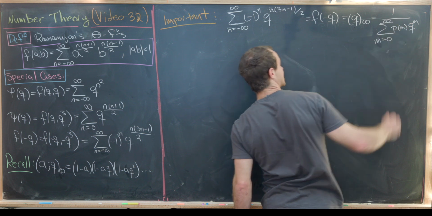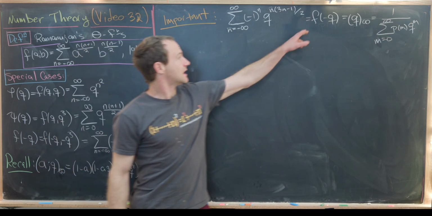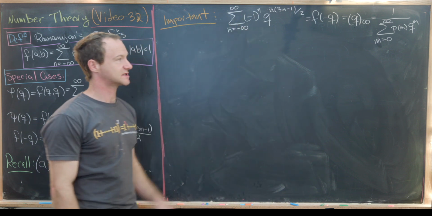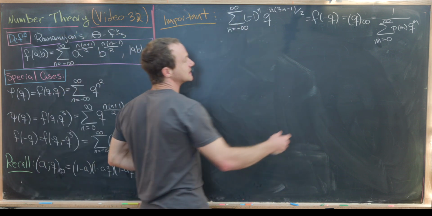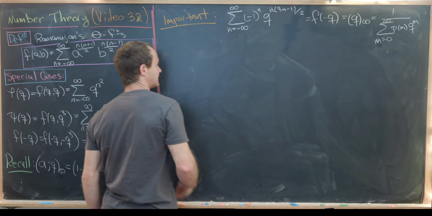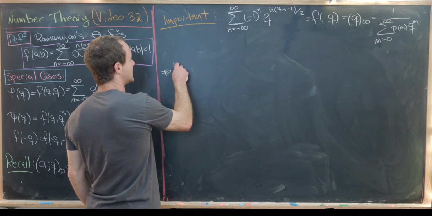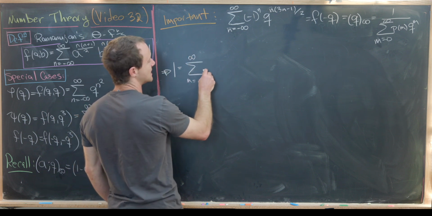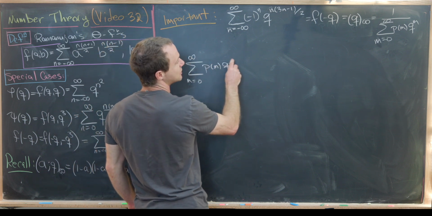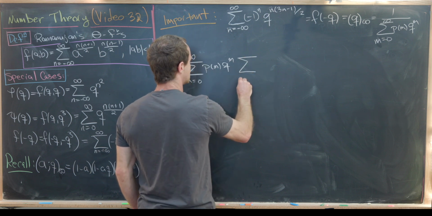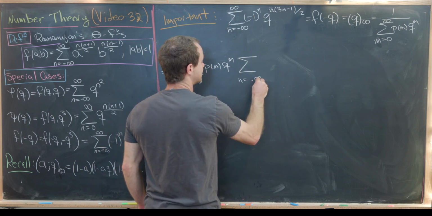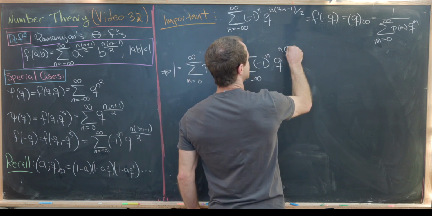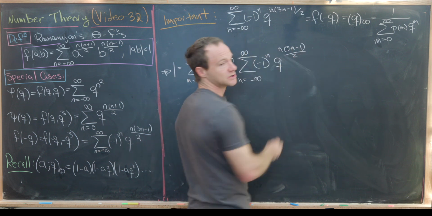This is 1 over that generating function. But then by our definition of f of minus q over here, we have this sum expansion. So now we can clear denominators from the extreme left and right hand side, and we'll see that 1 is equal to this product, as m goes from 0 up to infinity of p of m q to the m, times the sum as n goes from minus infinity up to infinity of minus 1 to the n q to the n times 3n minus 1 over 2.